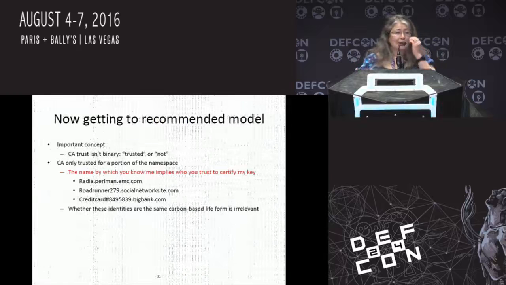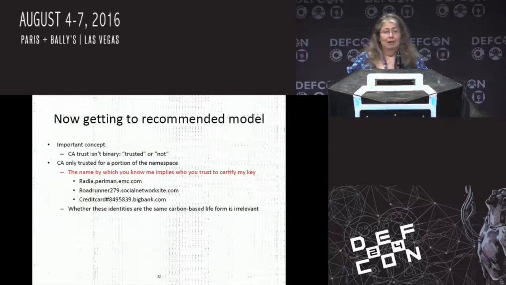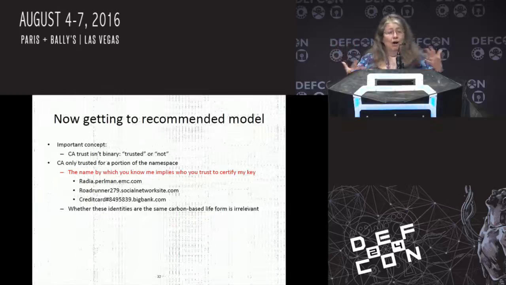So there's an important concept, which is that instead of saying a CA is trustworthy or it's not, you say a CA is trusted for certain things. And so the policy that makes sense is the name by which you know me implies who you trust to certify my key. So if you know me as Radia Perlman, EMC.com, you would trust a CA associated with EMC to validate that key. If you know me as Roadrunner, whatever social network site, you'd trust them to certify the key for Roadrunner 279. The fact that these identities are all the same carbon-based life form is totally irrelevant.